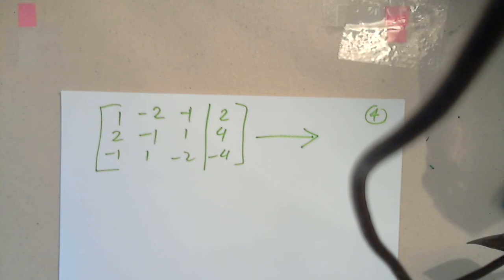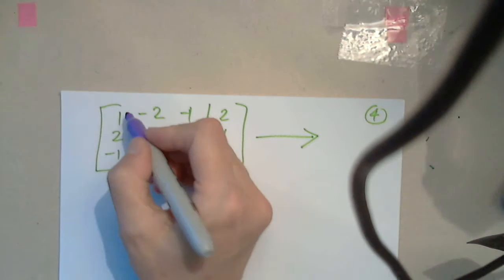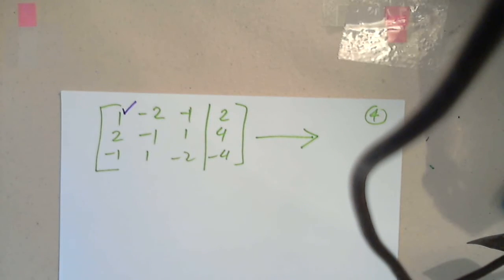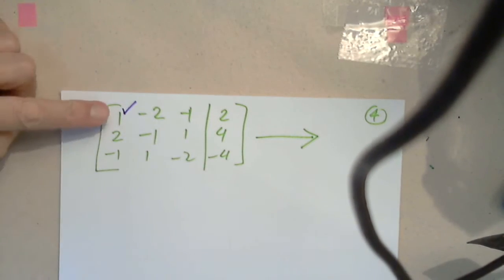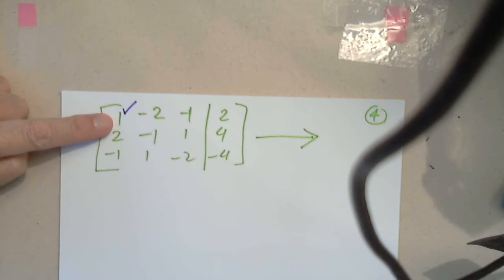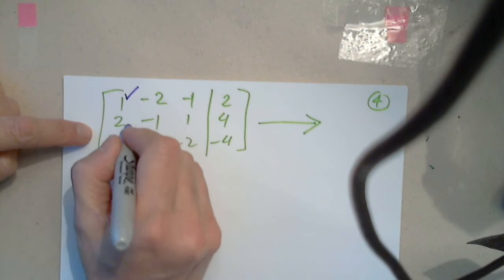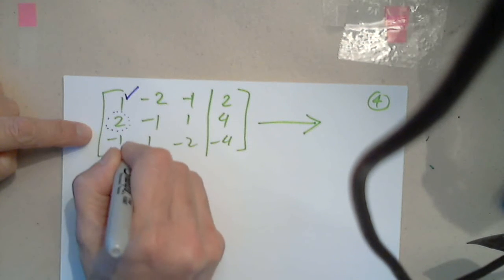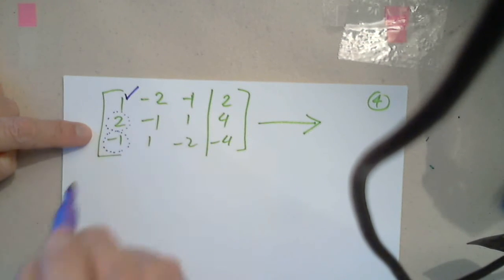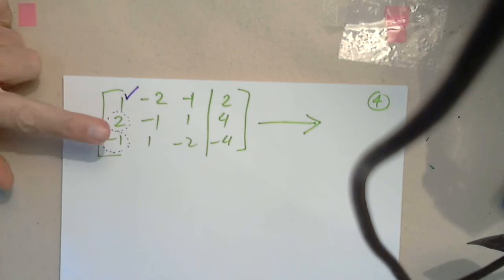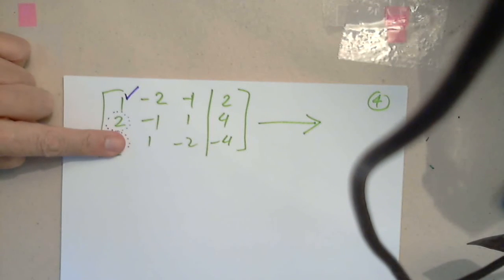So according to my sequence of steps, I have to get the 1 in the first entry, first row, first column. I did. By chance, it's there already. Now my next step is to get the corresponding zeros under that 1. I want this to disappear, and I want this to disappear.